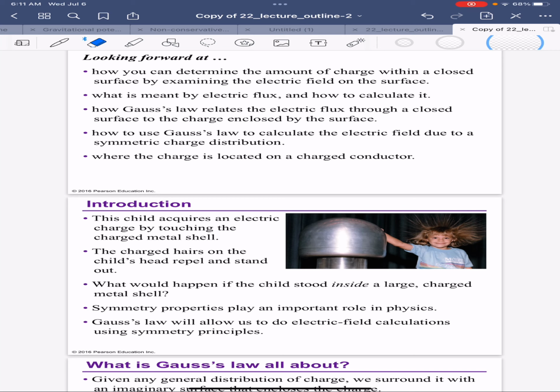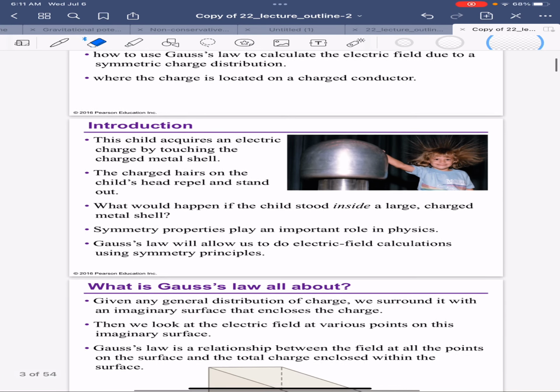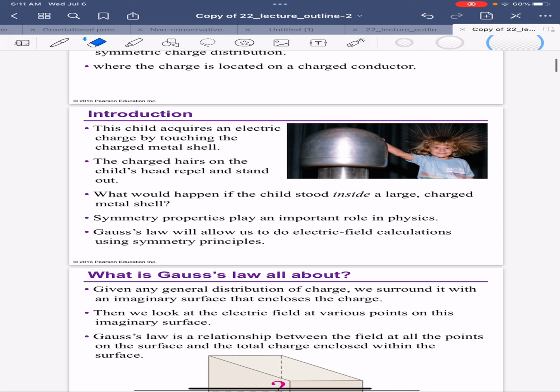Some of the questions that we might ask: what would happen if the child stood inside a large charged metal shell? By the end we will answer this question, and we will find that we can use symmetry properties to make our study easier, and we will also, as I said, calculate electric fields using Gauss's law.